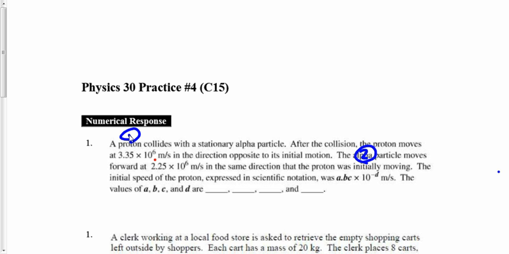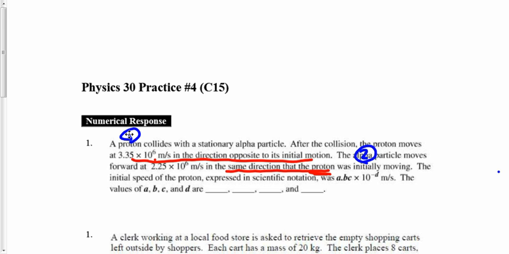We have this velocity in the opposite direction to its initial motion, and then the alpha particle moves in the same direction as the proton was initially moving. So not the same direction as it was moving, but the same direction as the proton was moving. It's kind of a reading exercise in this question to get the signs correct. It's not just, oh, this guy's moving north, this guy's moving south. It's same direction, opposite direction to what the other guy was moving, and so on.